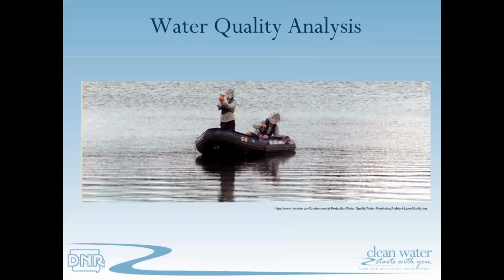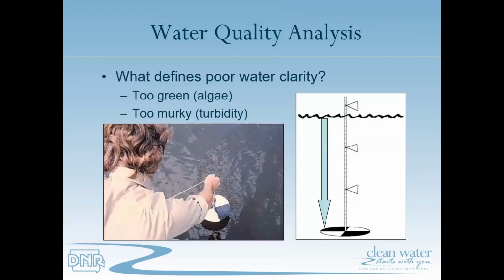And here's just a shot of a typical water quality analysis. We'll actually get out on the boat and take samples with various tools before we send them off to the lab. But going back to what defines poor water clarity, we did say already that depending on the time of year and what's going on in the watershed, the lake might either be too green from algae or too murky from turbidity. And we see that Bob White Lake does have issues with both.